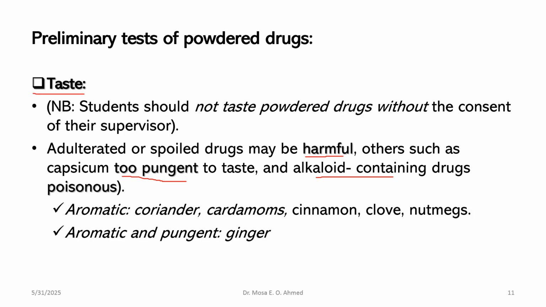In general, there are some examples of powder drugs having aromatic taste, such as coriander, cardamom, cinnamon, clove, and nutmeg, and others with aromatic and also pungent taste, such as ginger and capsicum.